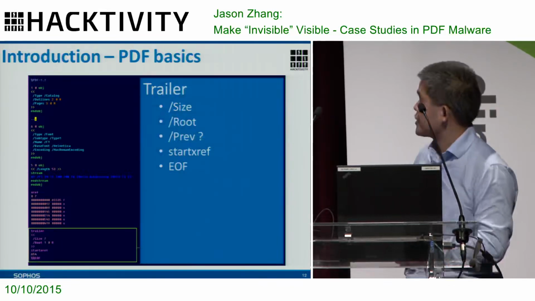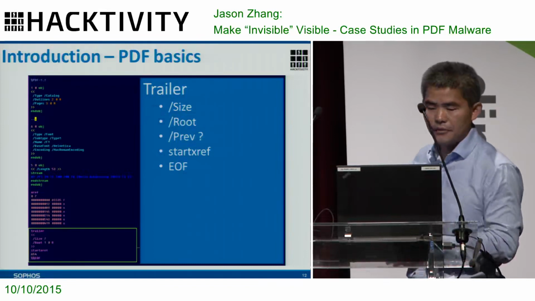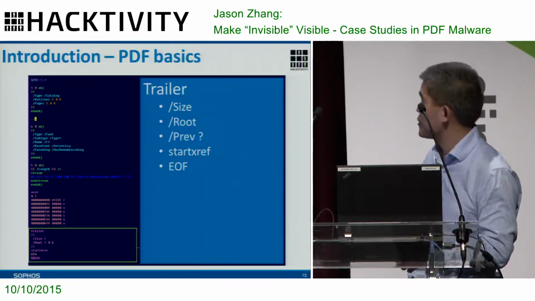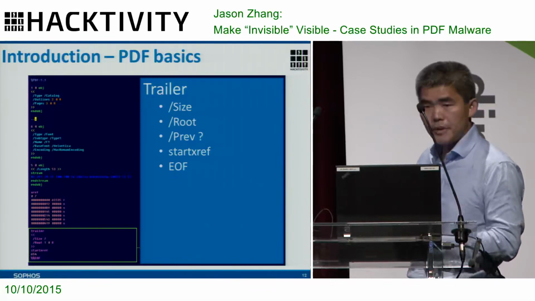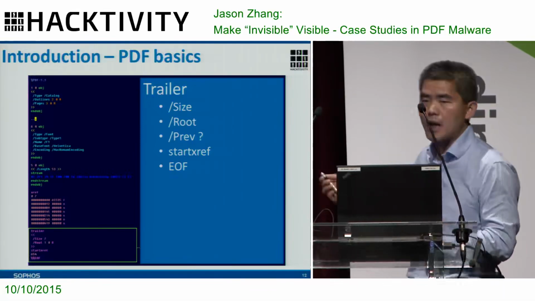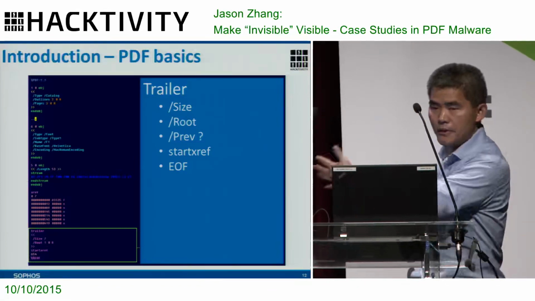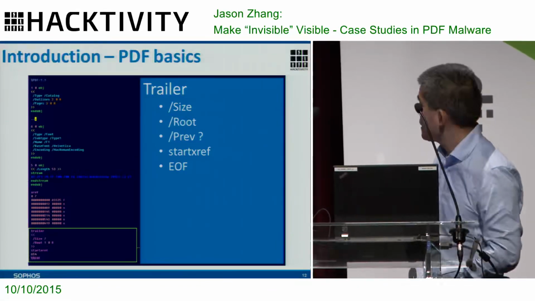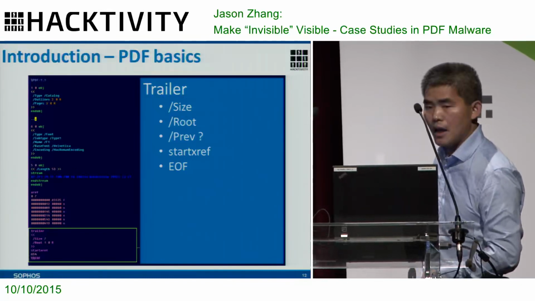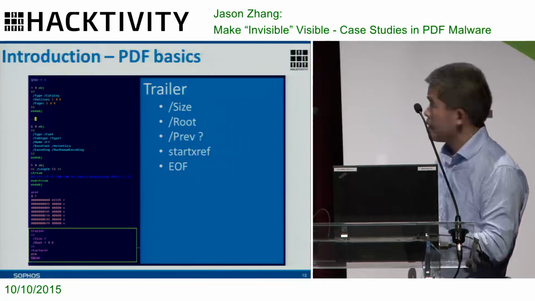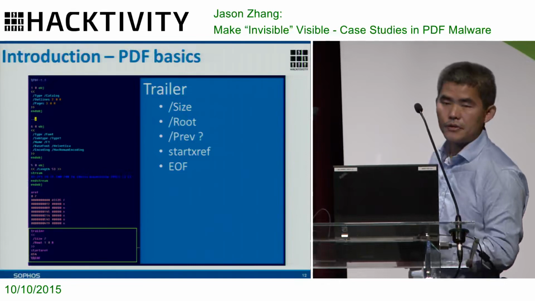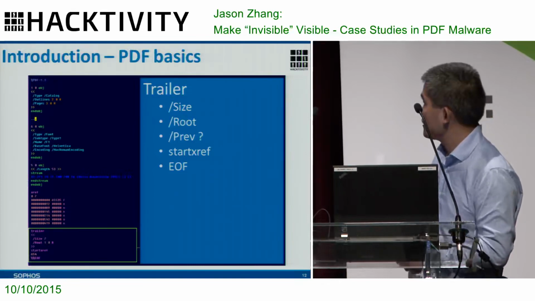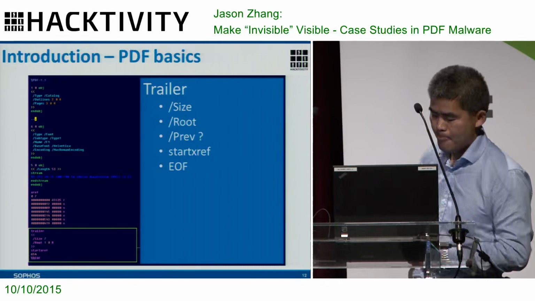So the trailer is the last section, which tells you the size, how many objects are in the PDF file, and then tells you the root object where to start. And if the PDF file has been modified before, you will have /Prev, which tells you the previous cross-reference table offset. And you will see startxref. This is a keyword, and below that keyword you will see the offset, which is the offset of the cross-reference table. And then this is the end of the file mark.